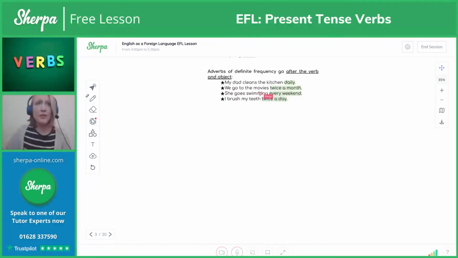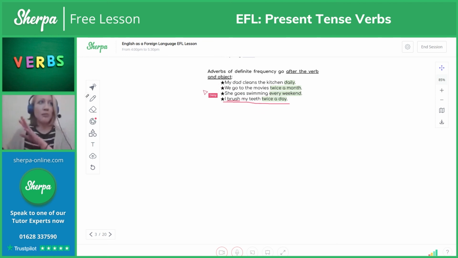Okay, we go to the movies twice a month. What's the verb? Go. Go is the simple present. She goes swimming every weekend. The verb is goes, and it's goes because it's he, she, or it. She goes swimming every weekend. And finally, I brush my teeth twice a day. You try? So the adverb twice a day goes after the verb brush and the object my teeth.